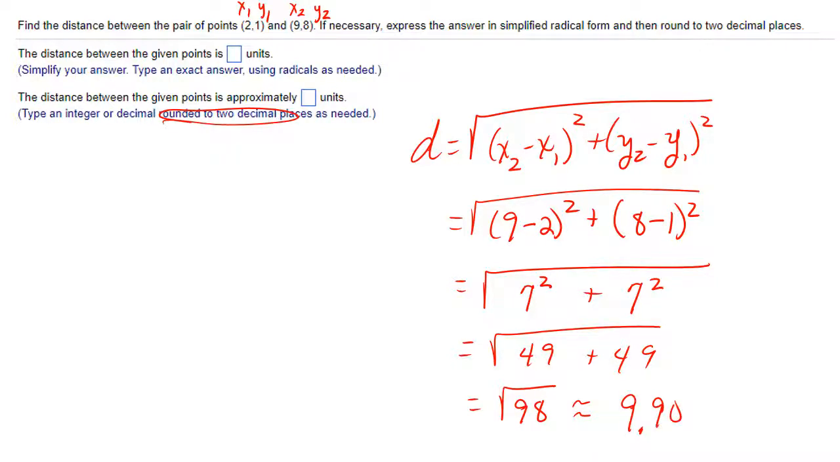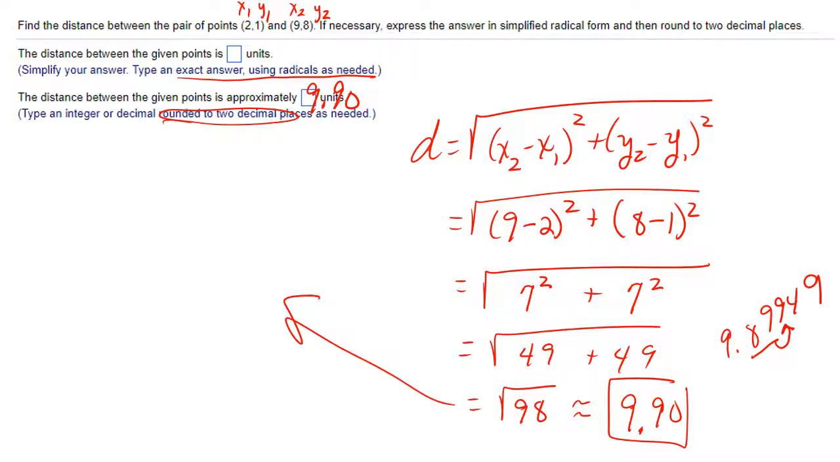9.90. Actually, my calculator has 9.89949, but if I want to go 2 places, notice the third place was a 9, so that would round up. So my approximation is 9.90. However, you're also asked to give the exact answer using radicals.